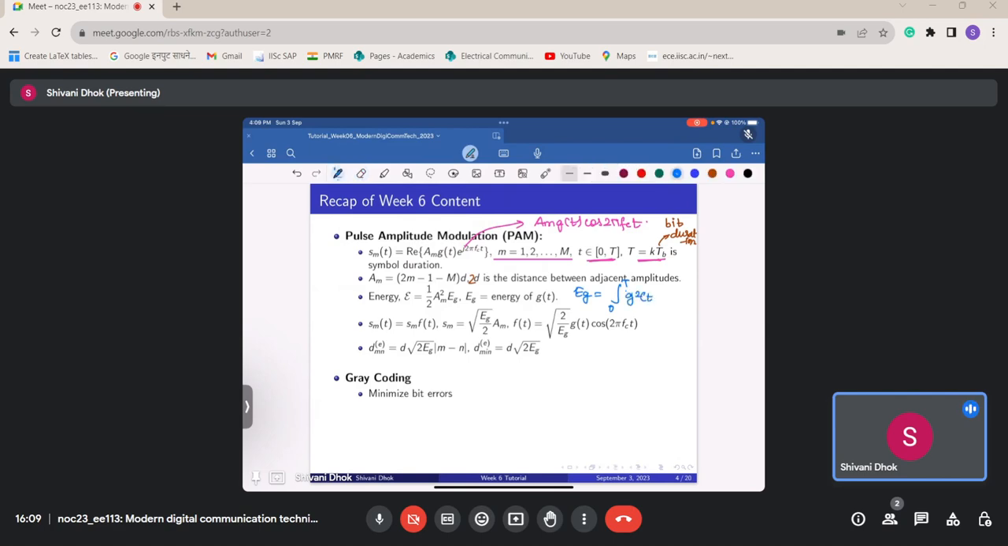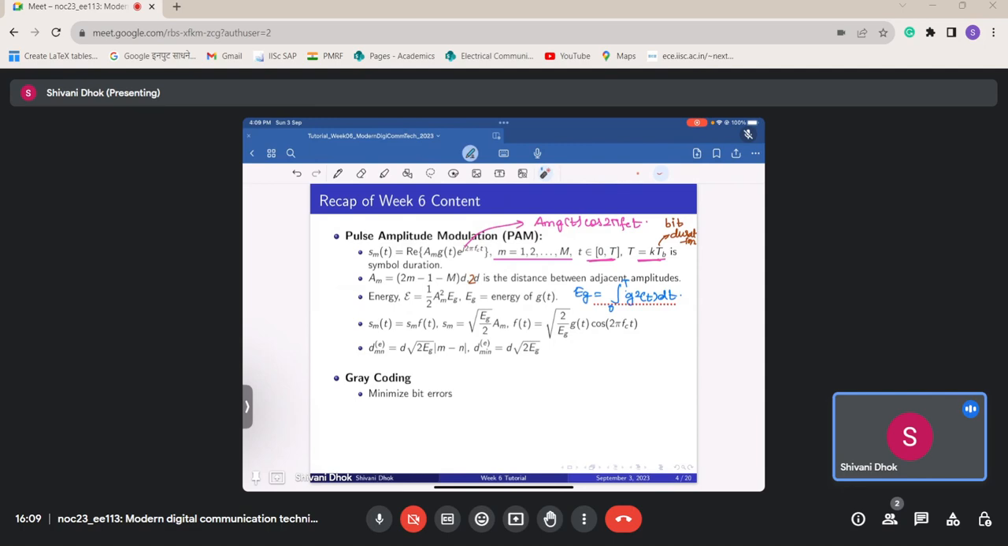g squared(t) dt. Now this s_m(t) can be represented using an orthogonal basis, something like this, where s_m is a coefficient equal to A_m sqrt(E_g/2), and f(t) is the basis vector, which is sqrt(2/E_g) g(t) cos 2πf_c t. I'll take an example of how this comes out, and it will be much easier and clearer for you to see how this is coming out.